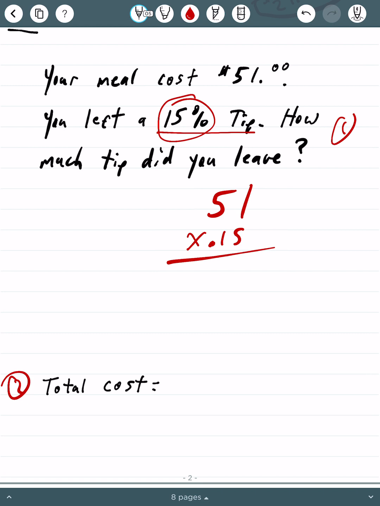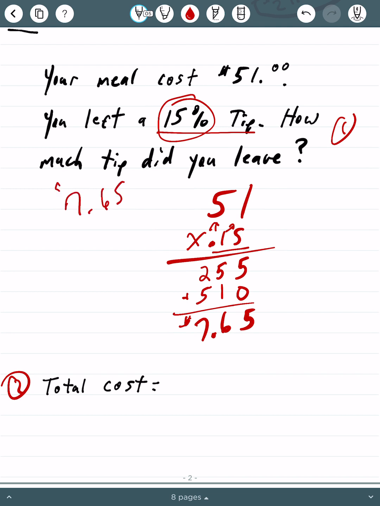Now, let's multiply. 5 times 1 is 5. 5 times 5 is 25. Do not forget that 0 right there. You'll miss every one of them. Start and go this way now. 1 times 1 is 1. 1 times 5 is 5. Now just add up these rows. 5, 6, 7. How many decimal places do I have? 2. Go to the back and move it 2. That's $7.65 tip. That's the tip.